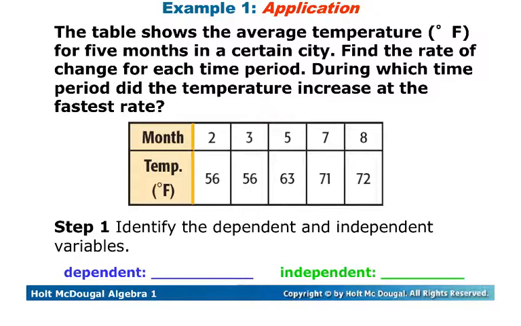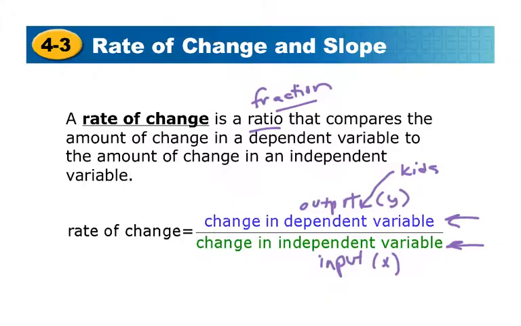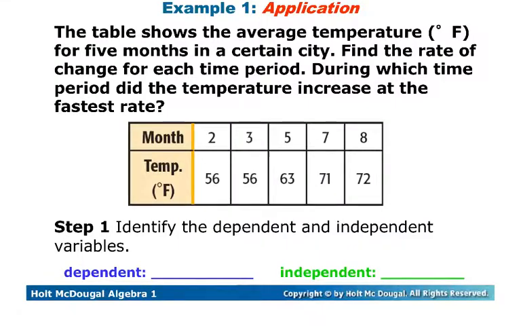So the first thing that we would do is identify the dependent and independent variables. Remember that the dependent variable is the one that is the output, or the y, and the independent is your x. So our independent variable is x. X is usually time, because time does not depend on much. So in that case it is very independent, and so our independent is the month. And then our dependent is going to be the temperature.